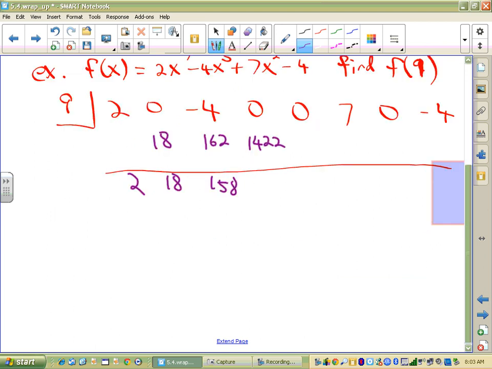We could keep going. So 1422 times 9, 1422 times 10. So that's 14220 minus 1422.